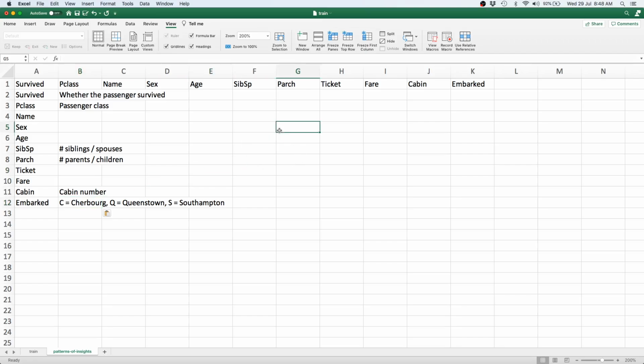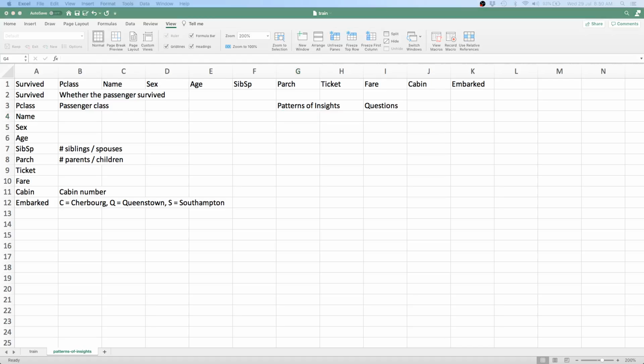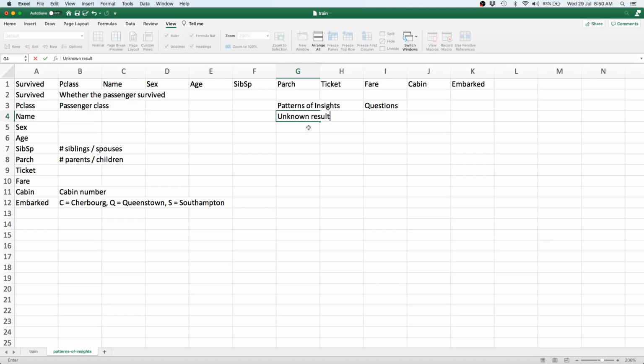So now the next thing we are going to do is try and look at some patterns of insights, and based on that try and see if we can come up with some questions. So let's try and do that. The very first pattern of insight that we know is called an unknown result. So these are the most common types of insights that we are going to draw. Let's simply list down a bunch of things that we might want to generally find out through this data set. So these would all be unknown results so far because we know nothing about the data so far.